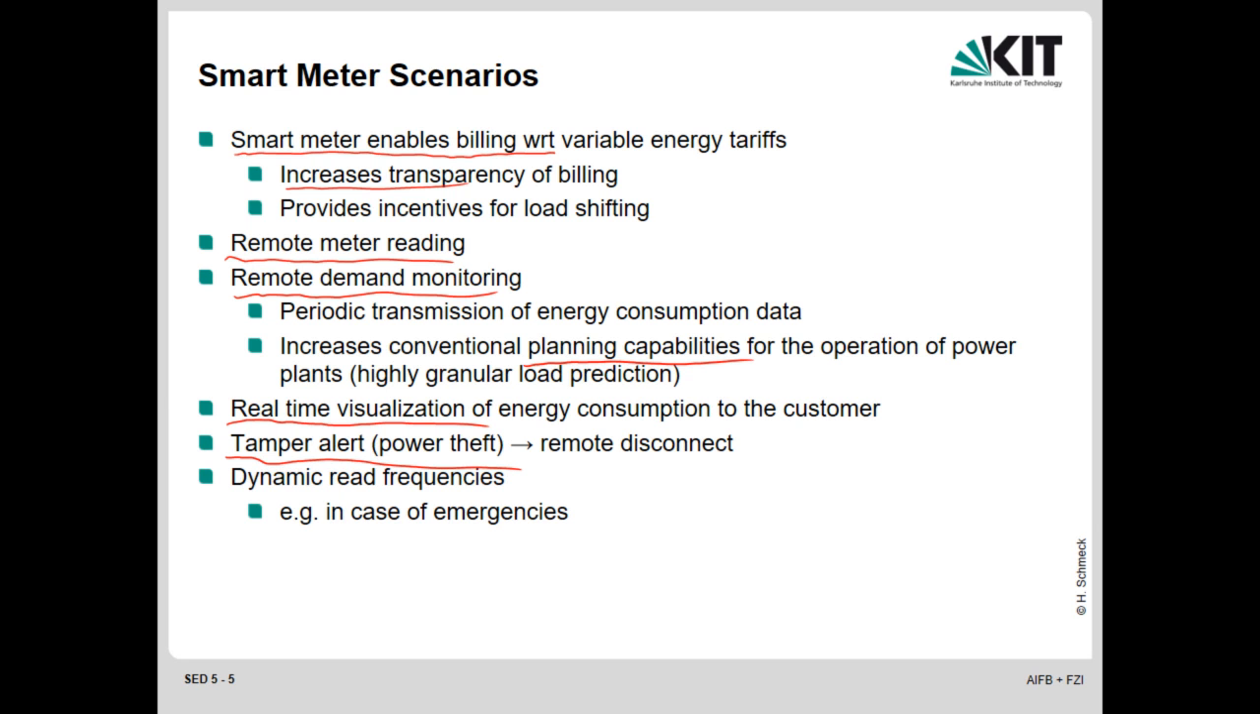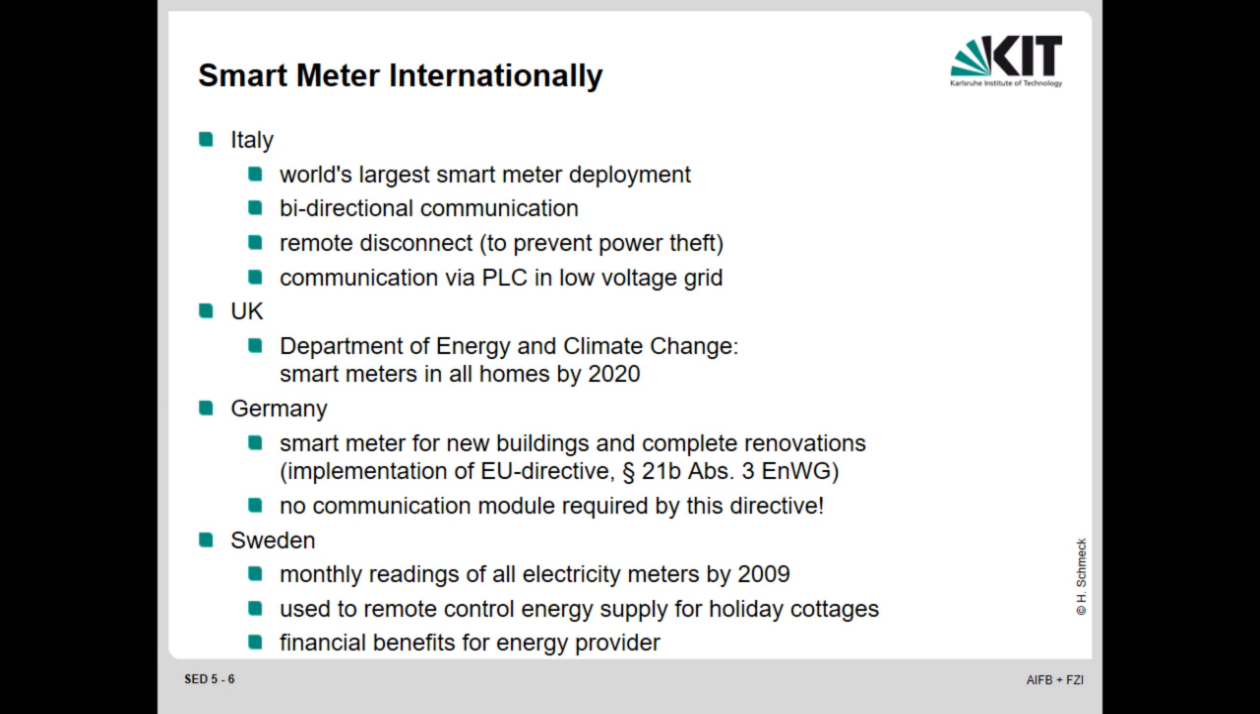Okay. So the reasons in other countries are remote meter reading, preventing power theft, and certainly you can also have dynamic read frequencies. Maybe you normally have 15-minute readings, and if you are able to increase that in emergency situations, that could also be an advantage. Okay. Yeah, this is what I already told you. Here we have Italy, which has the world's largest smart meter deployment.